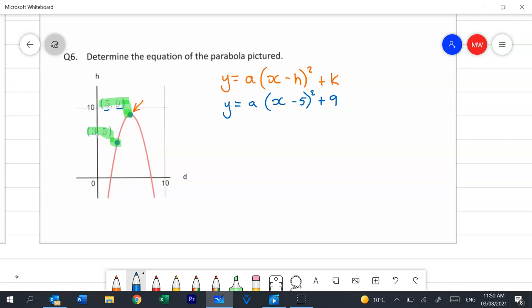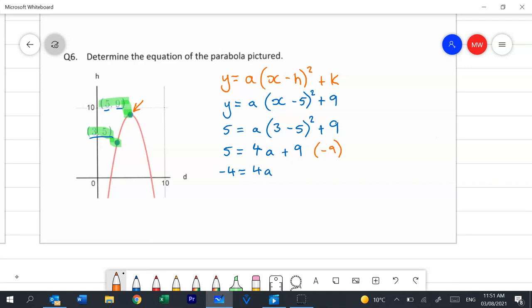Now we've got x's, y's, and a's that we don't know again, so we will steal this set of coordinates because it's a point on the line to get a y and an x value. So 5 equals a outside of (3 minus 5) all squared plus 9. That means that 5 equals a, and then here we've got 3 minus 5 makes minus 2, and minus 2 squared is positive 4. It's balance method to get a. Take 9 from both sides. Let's divide by 4 on both sides. And we'll find that a is minus 1.